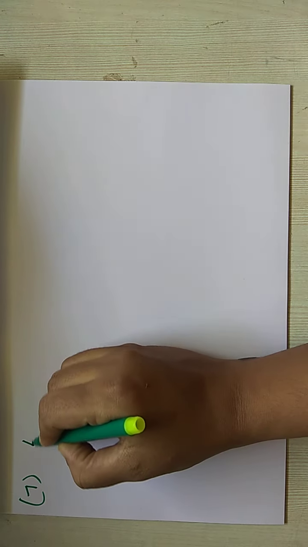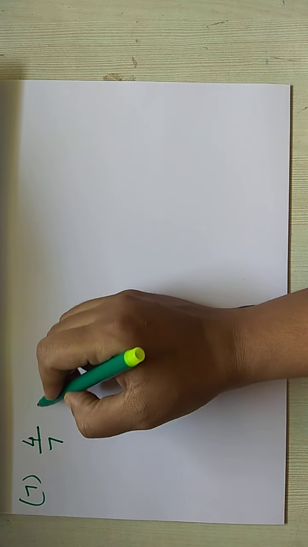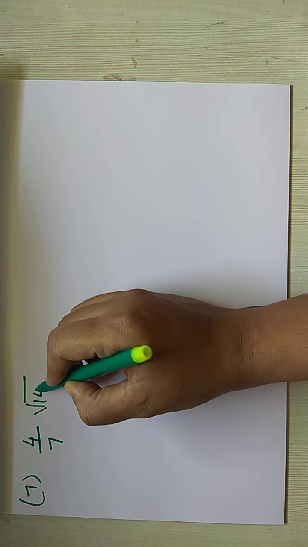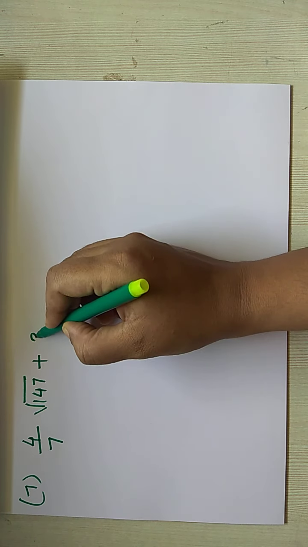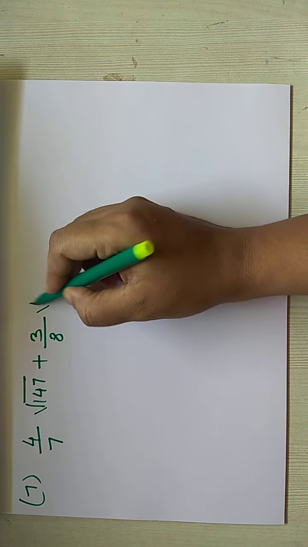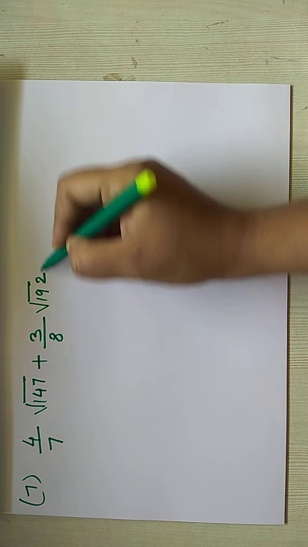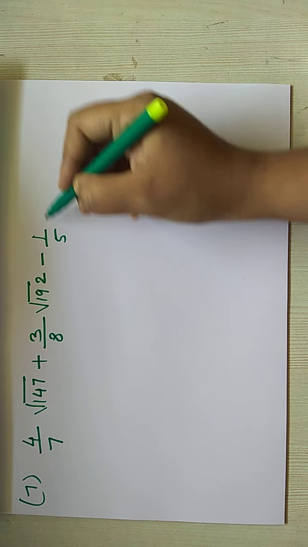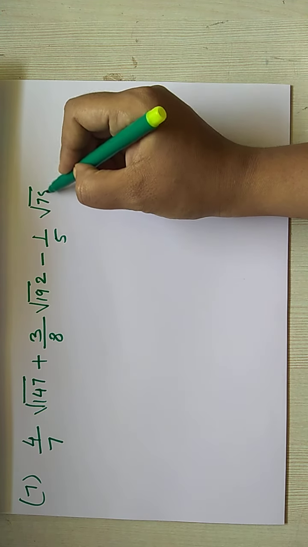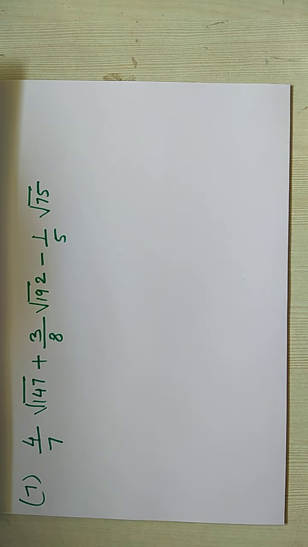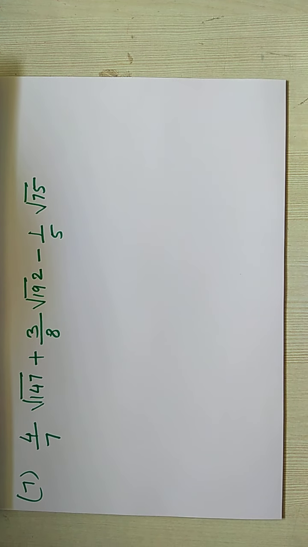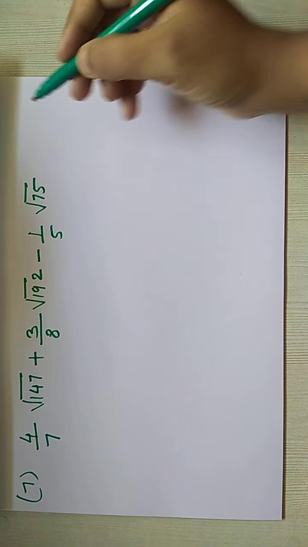Now in simplify sums, I'll take up the first sum. 4 upon 7 root of 147 plus 3 upon 8 root of 192 minus 1 upon 5 root of 75. Okay, now we have root of 147, root of 192, and root of 75. Now these, 147 and 192, are quite large numbers. Let's try to factorize them.